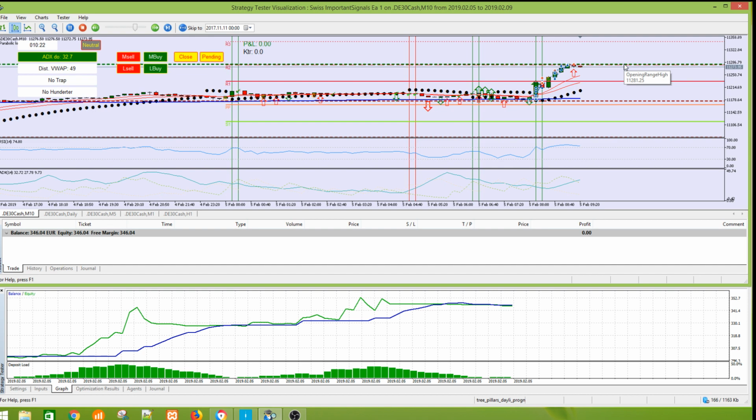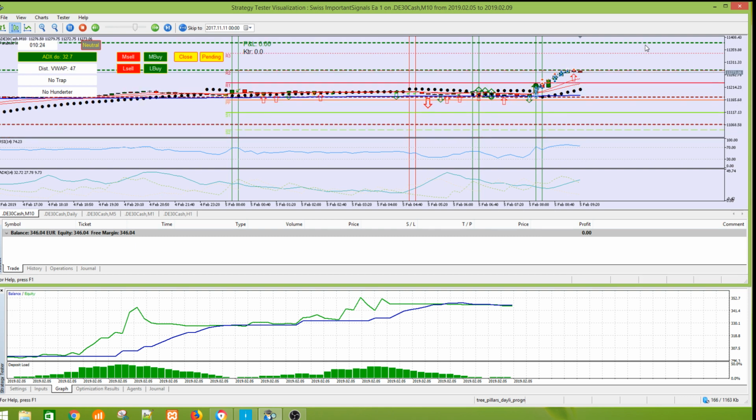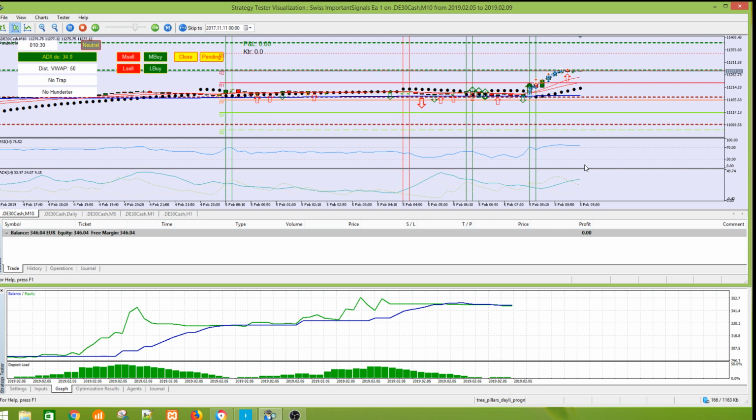Maybe we are at the upper opening range, but price could go up to here. This is the opening range projection. That's the 5th of February.